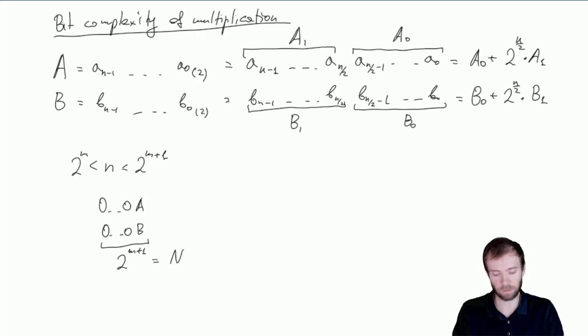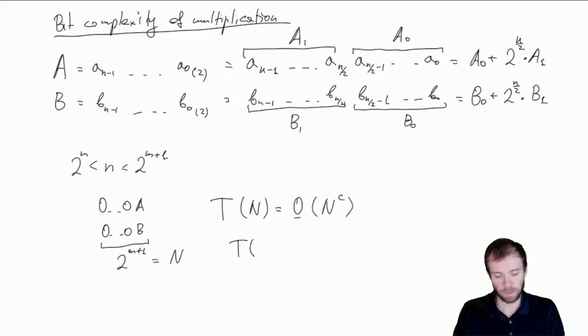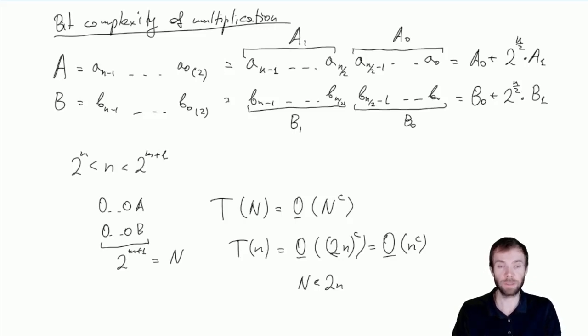So if we denote this by capital N, now this capital N will be a power of 2, and if we get any bound on the time complexity of our algorithm, the number of bit operations for multiplying these numbers, say the bound T of n is big O of capital N to the power of C, where C is some constant, then T of n is big O of 2n to the power of C, because we know that capital N is less than 2n, and this in the end is just the same as big O of n to the power of C. So it doesn't matter whether we work with general numbers or with just numbers that are powers of 2.